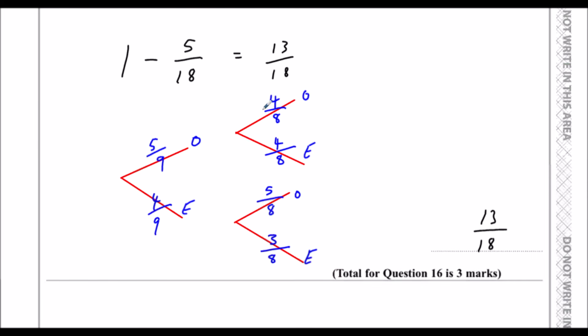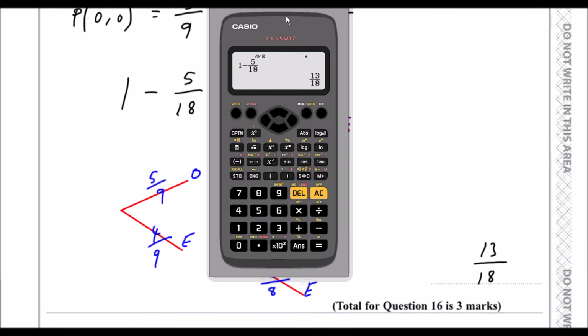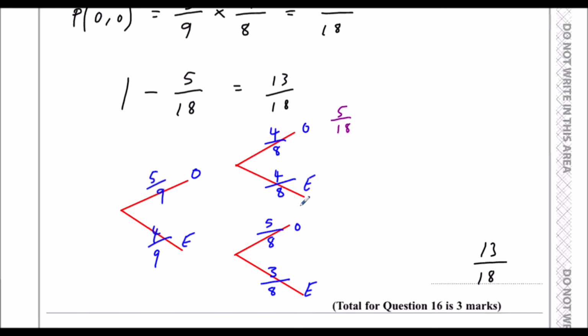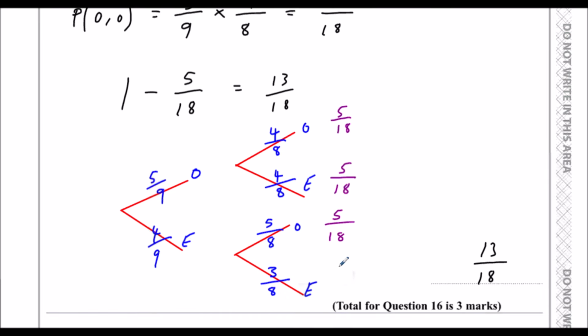So 5/9 times 4/8 was 5/18. 5/9 times 4/8 is the same, so this will be 5/18 as well. 4/9 times 5/8 will be 5/18 again. And 4/9 times 3/8 is 1/6 or 3/18.